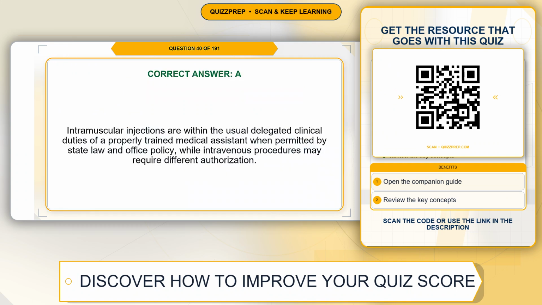Explanation. Intramuscular injections are within the usual delegated clinical duties of a properly trained medical assistant when permitted by state law and office policy, while intravenous procedures may require different authorization.